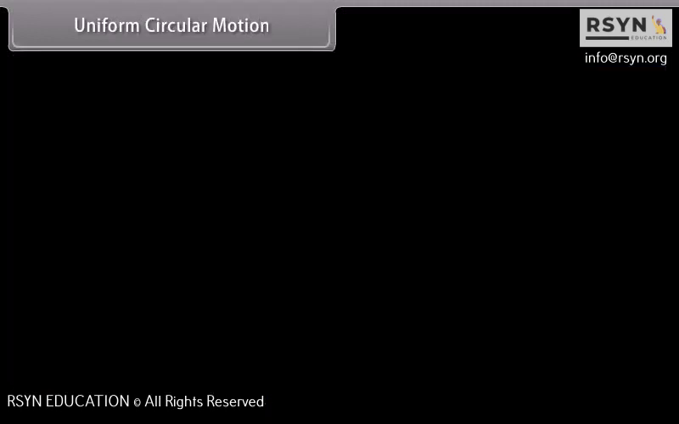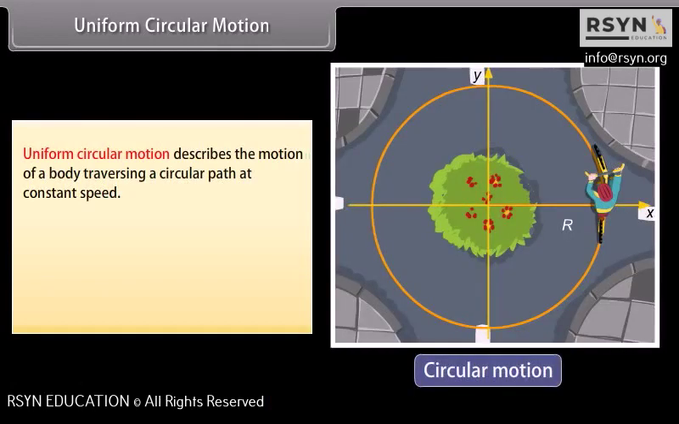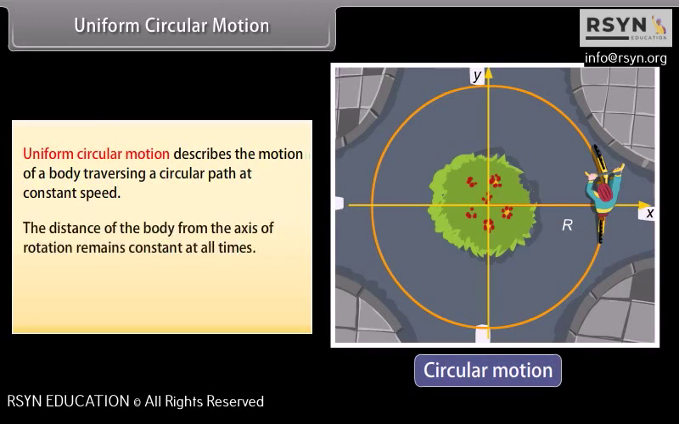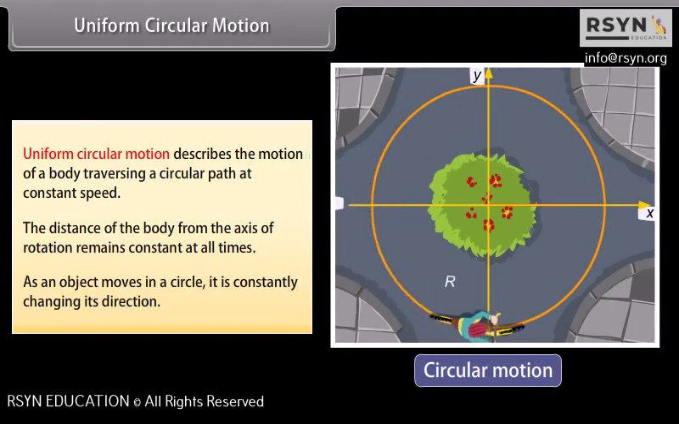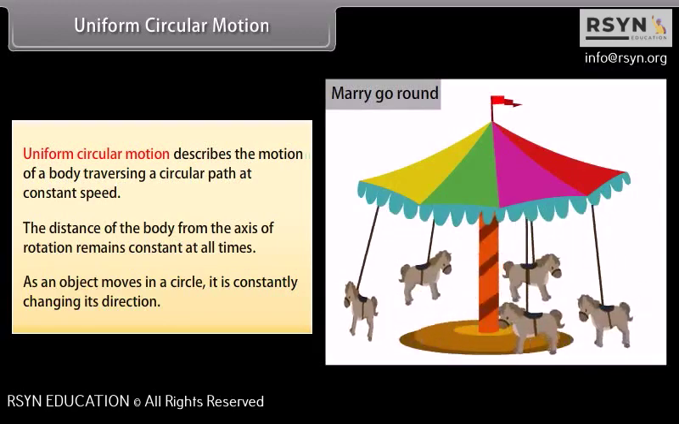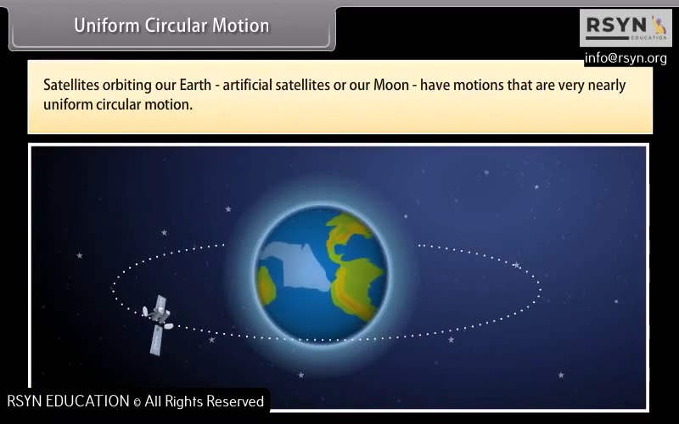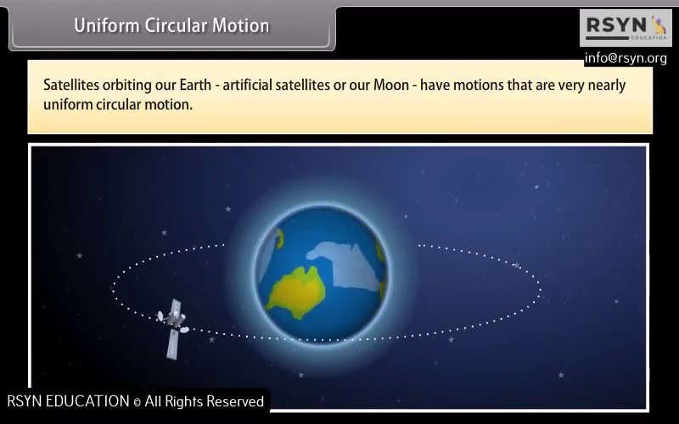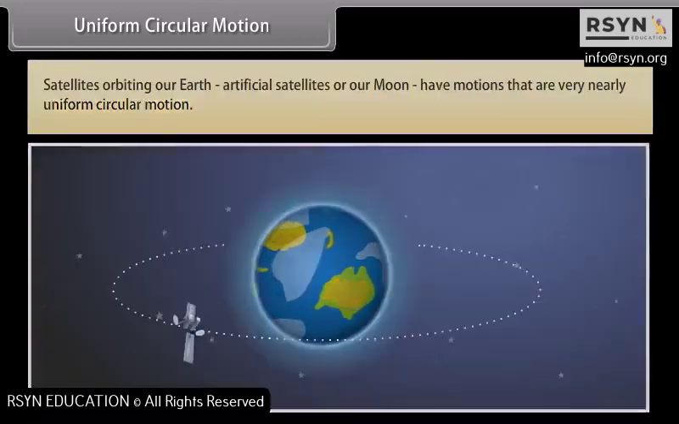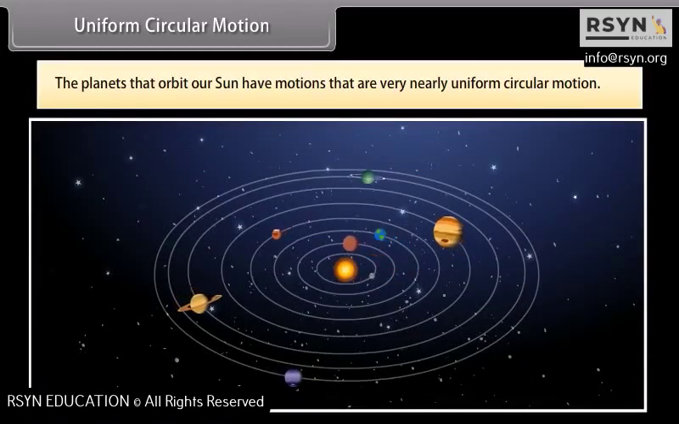Uniform circular motion. Uniform circular motion describes the motion of a body traversing a circular path at a constant speed. The distance of the body from the axis of rotation remains constant at all times. As an object moves in a circle, it is constantly changing its direction. A merry-go-round is an example of uniform circular motion. Satellites orbiting our Earth, artificial satellites or our moon, have motions that are very nearly uniform circular motion. The planets that orbit our sun also have motions that are very nearly uniform circular motion.